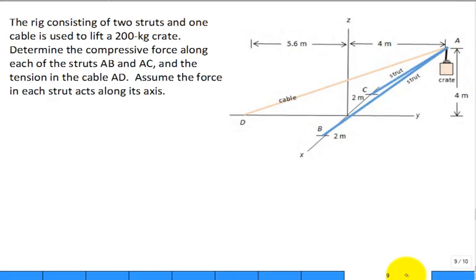All right? The rig consists of 2 struts. Okay, so this is strut 1. It comes up here. And here's the second strut. This is in 3D, so it's really hard to see. Strut 1 starts at this location B and ends at this location A. And strut 2 starts at location C and ends at A.